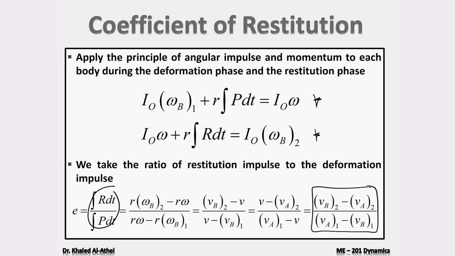Okay, so the coefficient of restitution is the velocity of B to the final velocity of B, and we call it B, meaning that this is at the point of impact. So in our example, it is the velocity at C minus the final velocity of A, over, you switch them, so it becomes the initial velocity of A minus the initial velocity of B.